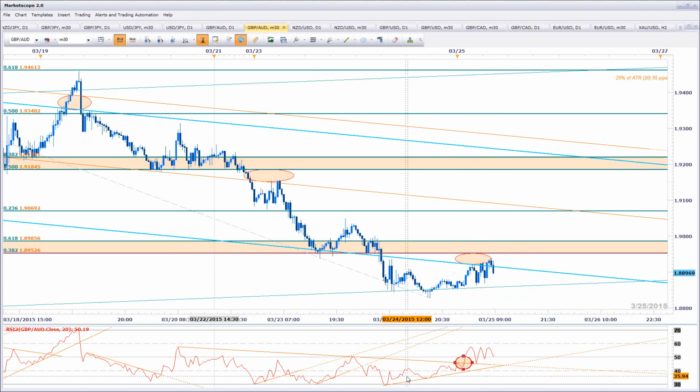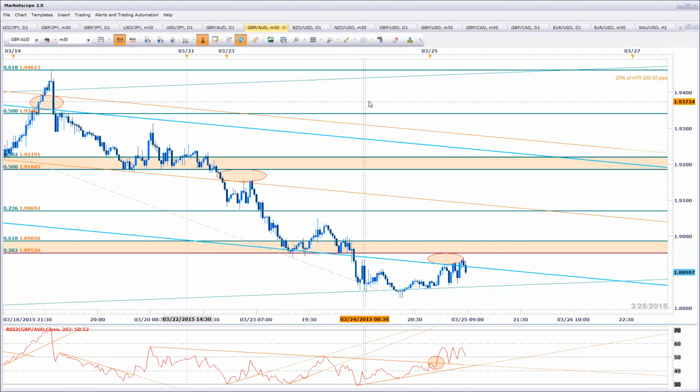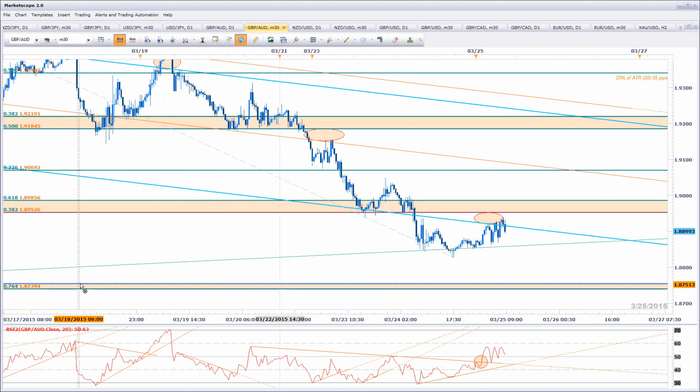So watch this resistance heading into the U.S. Again, near-term bearish invalidation, a break of the lows, and you're looking for that drop into key support, and that takes you into 87.40, 87.55.